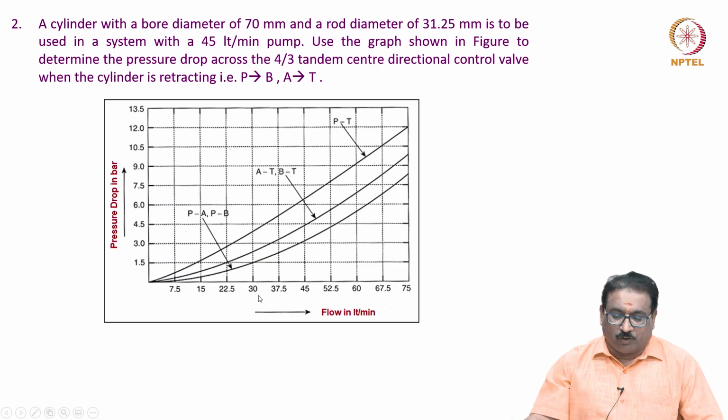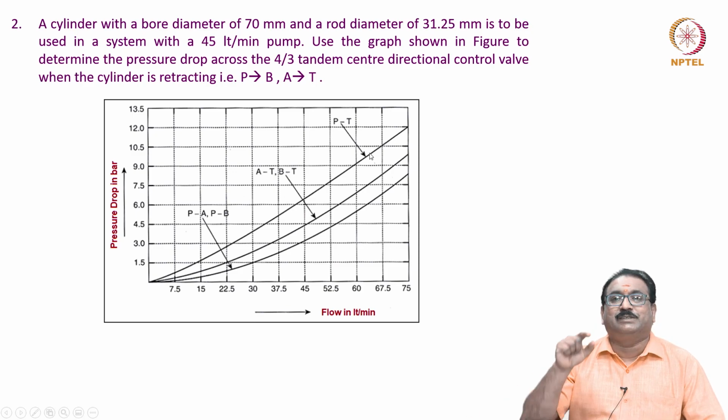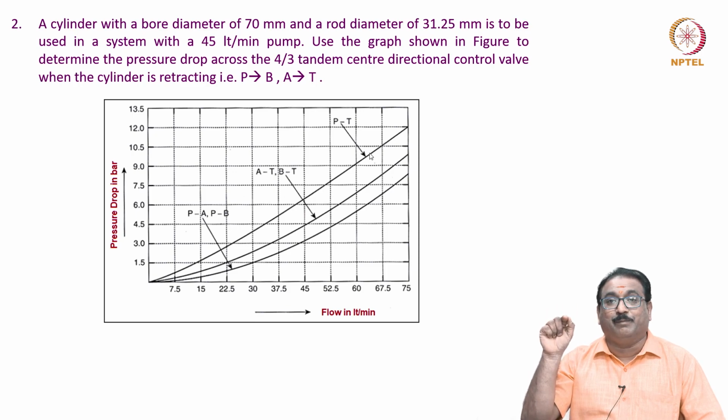They are given the pressure drop versus flow characteristics for the different port configurations. You will see here, first one is when P is connecting to A, P is connecting to B, this is the flow rate passing. Similarly, A is connecting to tank, B is connecting to tank, middle one. Top one is, as I have told you, P to T, because it is a tandem neutral. Tandem neutral means P is connecting to T in the middle position. A and B are blocked.